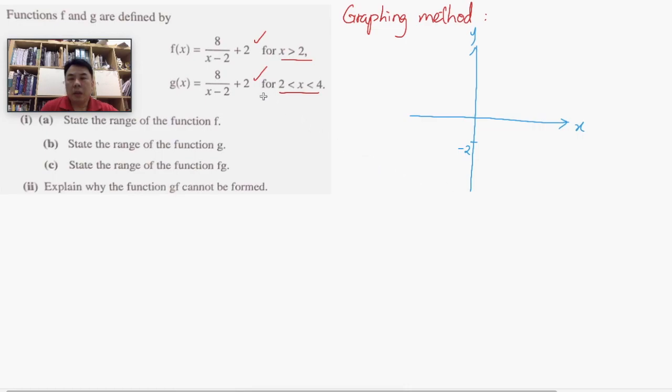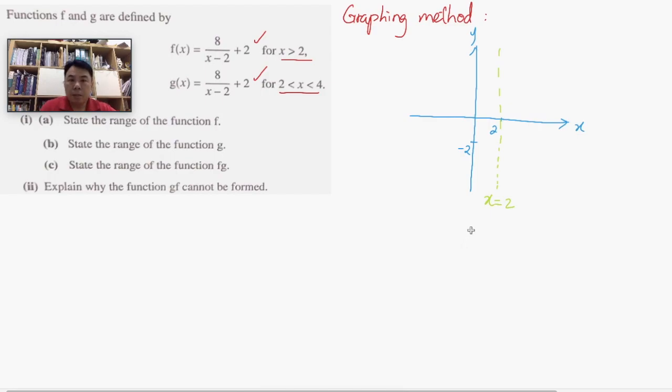And then the other thing we need to be sure of is to check if there's any vertical asymptote. It's quite obvious that there's a vertical asymptote here, which appears to be at 2. So I'm going to use a different color just to denote the asymptote. Okay, this is the asymptote, x equal to 2.